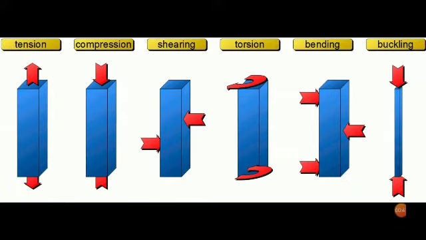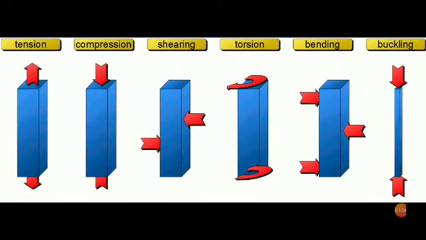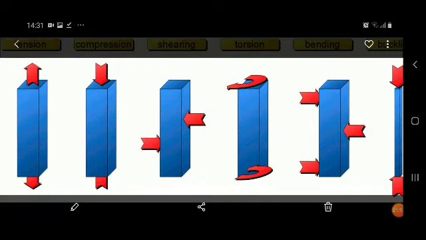Then buckling is a kind of deformation only. There also bending moment acts. Here this particular thing is only for slender members. A compressive force acting on slender members causes buckling. So we have discussed each kind of force and the corresponding deformation.